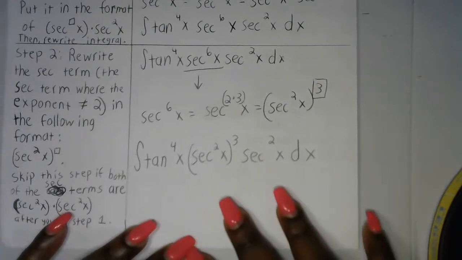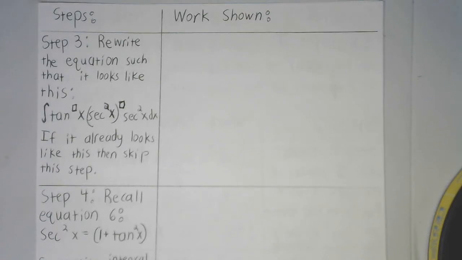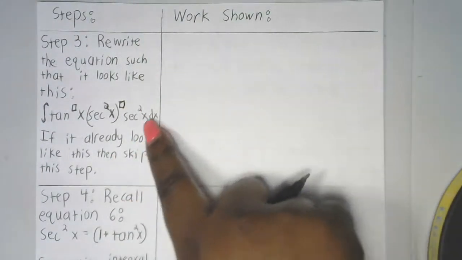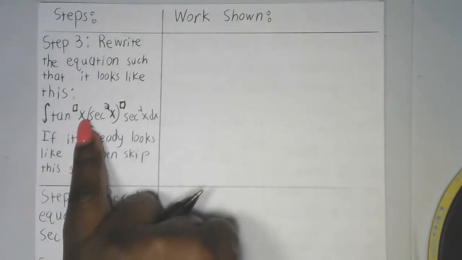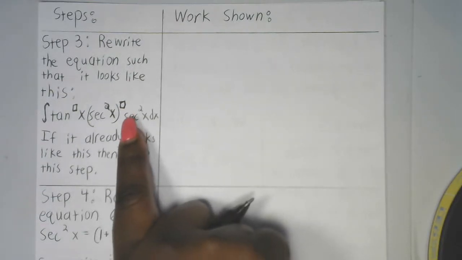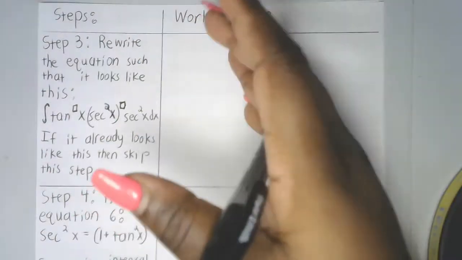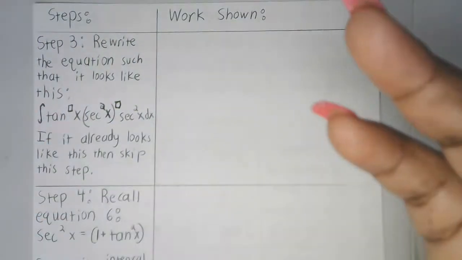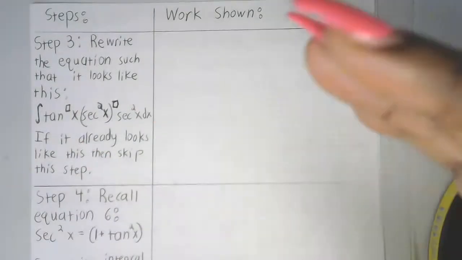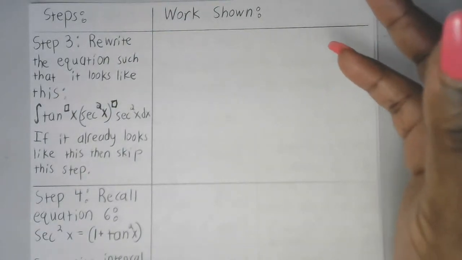All right, so that's it for step 2. Now let's go on to step 3. For step 3, we're going to rewrite the equation such that it looks like this: the integral of tan x to the whatever times secant x squared to the something times secant x squared dx. If it already looks like this, you can skip this step. This step isn't necessarily necessary usually. It just helps with the algebraic breakdown. And it already does look like this. It already looked like this after we did step 2. So we're pretty good.